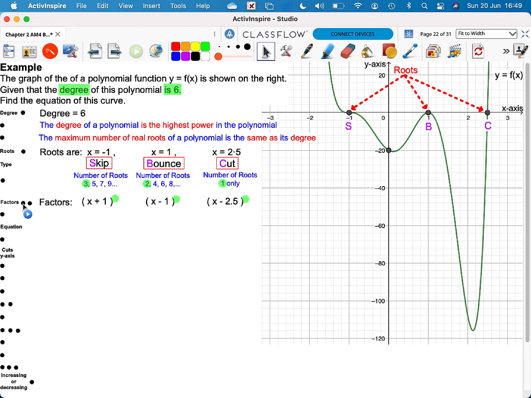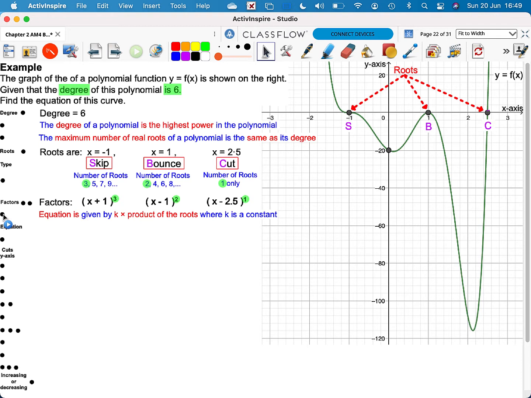And now this is a handy little trick. Take that green highlighter. How many of these do we have? Well, we had 3 roots, so therefore we must have 3 factors. For the bounce, we have 2 roots, so therefore we must have 2 equal factors. And for the cut, there's only 1 root, so there's only 1 equal factor. So consequently, all we're doing in there is the numbers that we highlighted earlier become powers.